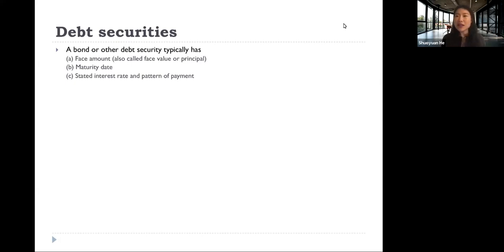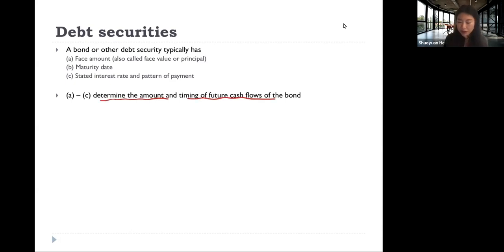Secondly, it should have a maturity date. So a face amount or face value and a maturity date: when is it going to mature? And certainly it should have a stated interest rate or pattern of payment. This stated interest rate is also called the coupon rate. These three characteristics determine the amount and timing of future cash flows of the bond.